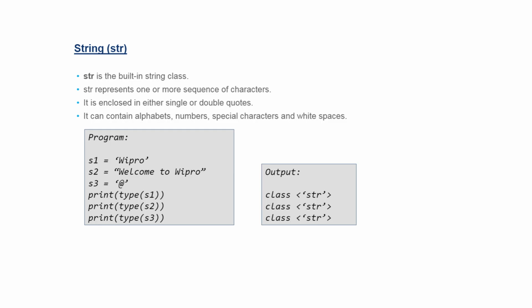As we have discussed in above points, a string can be declared either in single quotations or double quotations. So S1 has Wipro in single quotations, which means Wipro is a string. Then S2, welcome to Wipro, is also declared in double quotations, so it is also a string. Next, third one, type of S3, at the rate is declared in single quotations, so it is also a string. So the output will be class string.